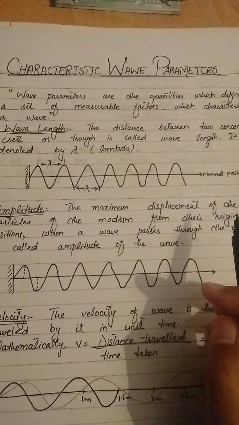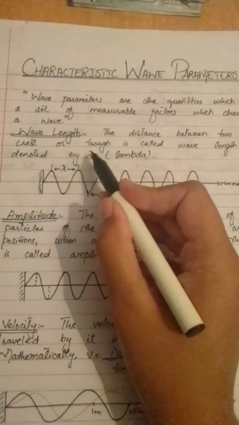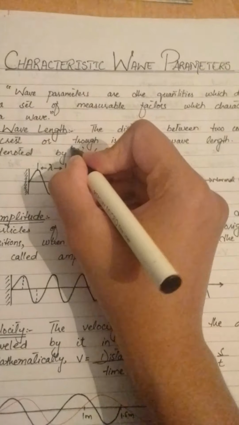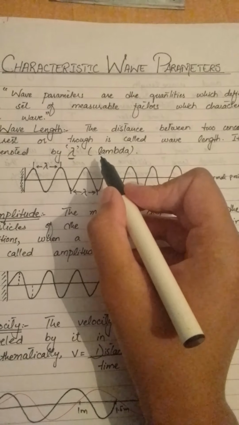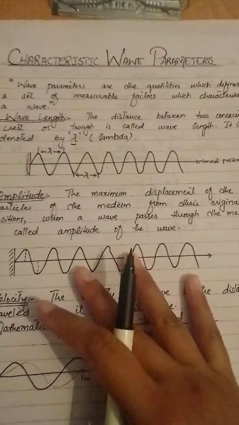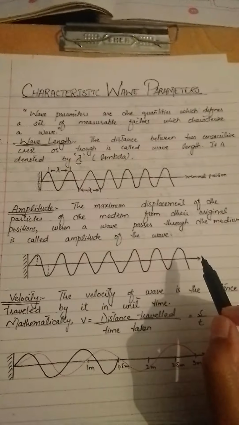The wavelength is denoted by lambda. Okay, this is the symbol of lambda and is pronounced as lambda. Okay, so this was all about wavelength.